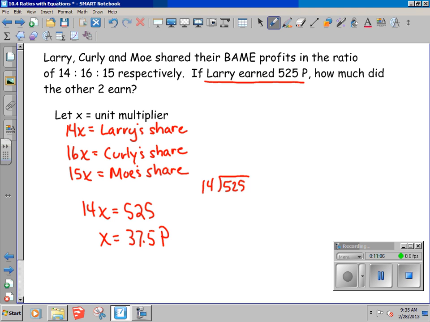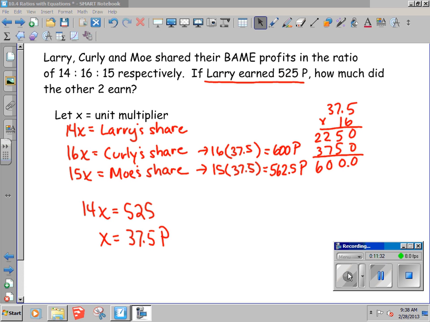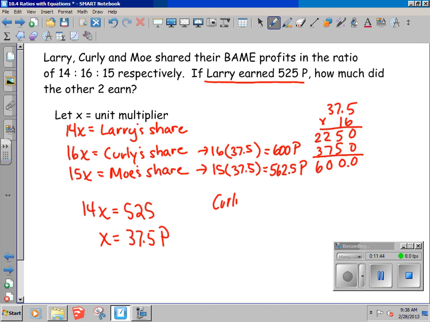So we can have a partial number as a unit. Then you go back up here and fill in: Curly's share must be 16 times that, and Mo's share is 15 times that. You have to do the math for both of those, so go ahead and take a second. The last thing you always have to do is write a sentence for this, so look at what it's asked for. Rita, what would be a good sentence here? Curly and Mo got 600 pesos and 562.5 pesos respectively. Okay.